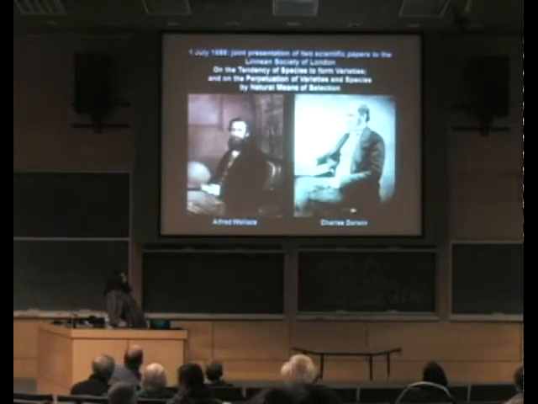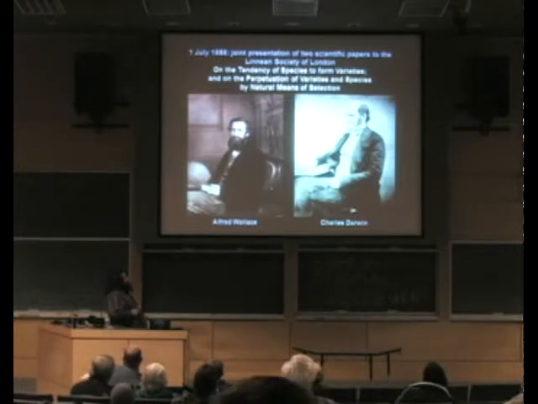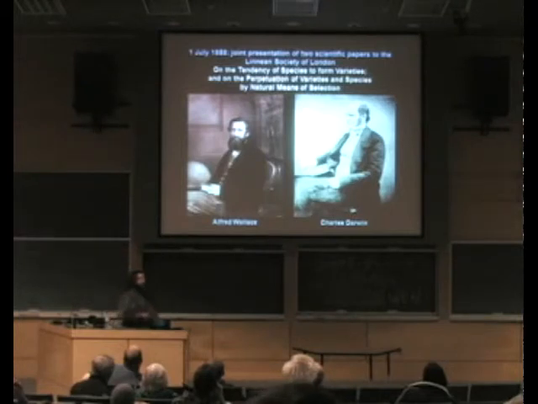So, of course, we all know the story. Wallace came up with some of the same ideas, certainly natural selection and change over time, single common ancestor. He wrote to Darwin, asked Darwin what he thought. Darwin sent the stuff to Charles Lyell, and Lyell orchestrated a reading of the two papers at the same time.